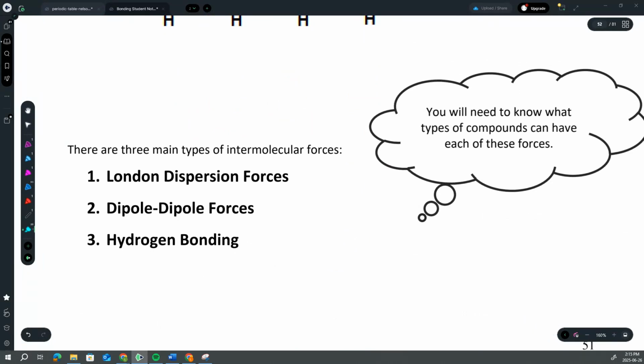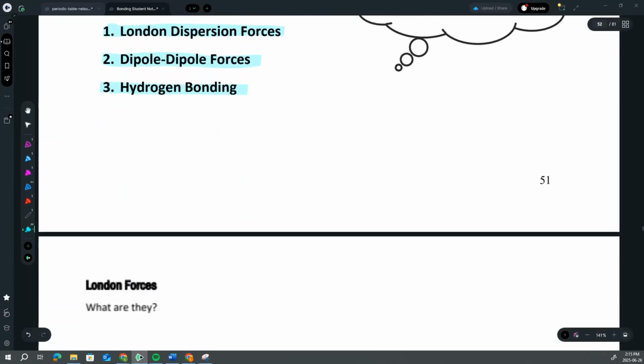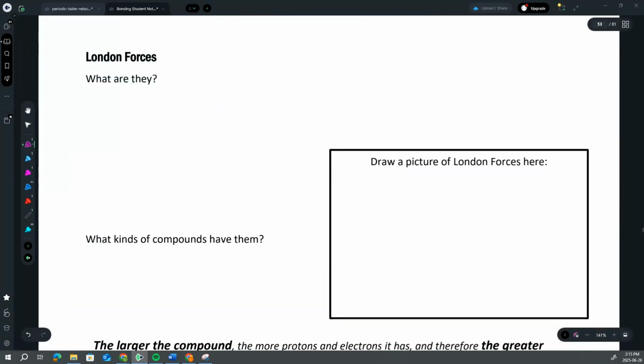Now, as I said, there are three main types of intermolecular forces. So these are going to be important, and you do need to know these. The first one being London dispersion forces, or sometimes just called London forces. The second one is dipole-dipole forces. And then last but not least, we have hydrogen bonding. So what you'll need to be able to do is look at a compound and determine what intermolecular forces it has. So let's get into each of these.